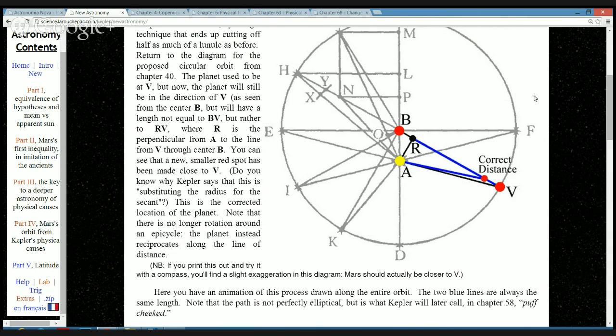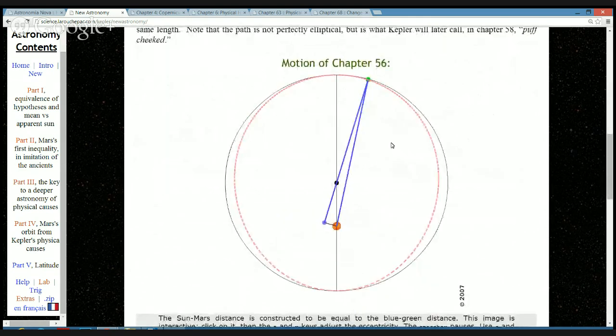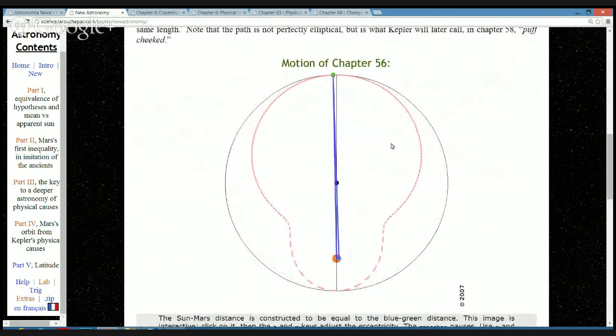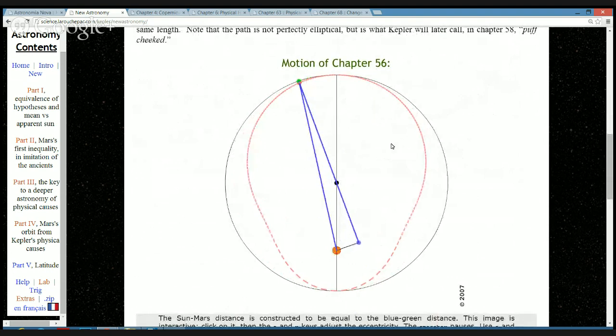And Kepler says, that'll give me the right distances. This is what it ends up looking like. He knows the orbit that it produces is not symmetrical, but that's okay, it doesn't have to be symmetrical. This is where he's at this point.